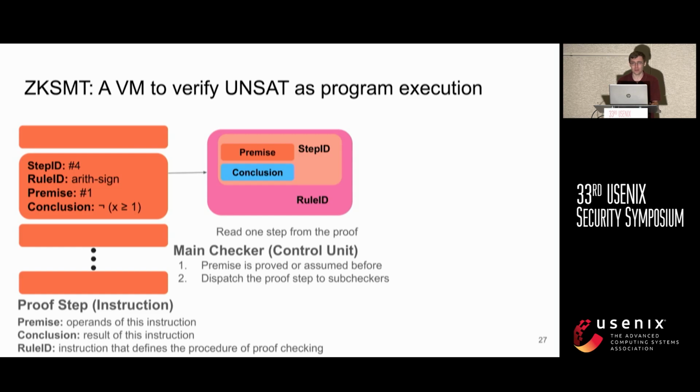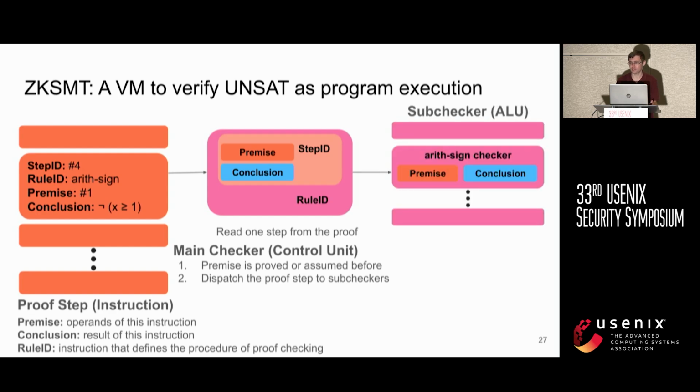Continuing on, the equivalent of the control unit is our main checker, which just walks through each step of the proof and checks it in turn. It'll load any of the premises and conclusions that are necessary and dispatch them to a subchecker. The subcheckers are like the ALU. There's a little bit of code for each rule you might want to check. This is often something like pattern matching. For arith sign, for example, you just make sure that the premise and conclusion really are negated and they have the opposite arithmetic inequalities.